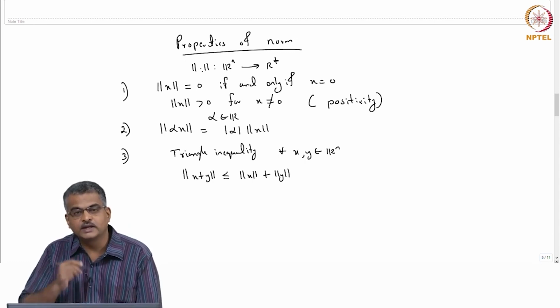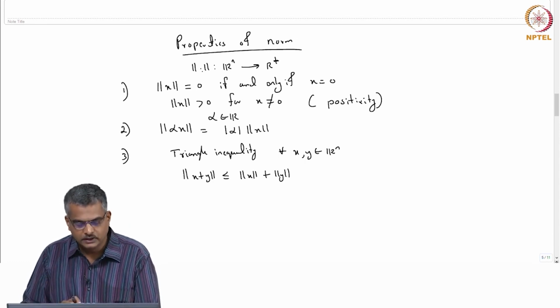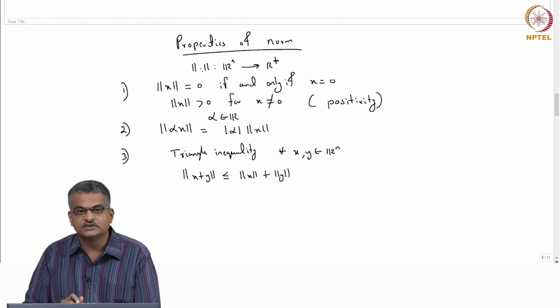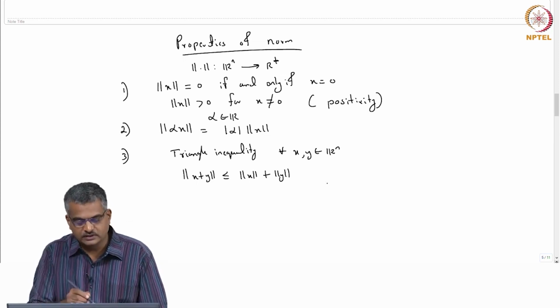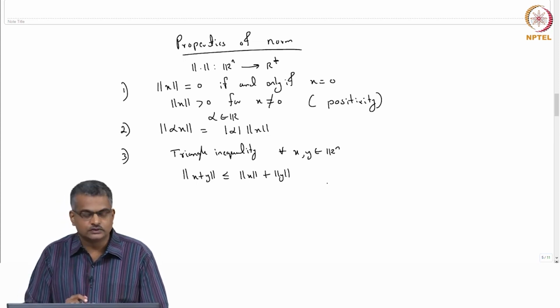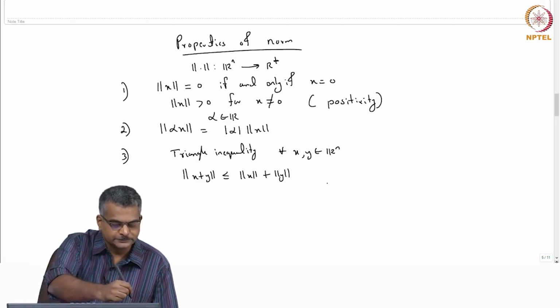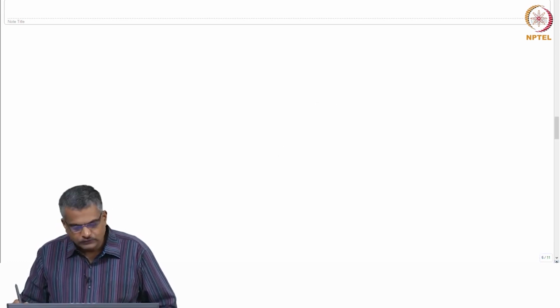As I said, one can come up with one's own definition of norm, as long as it satisfies these three properties. As an exercise you can check that the Euclidean norm which we defined earlier satisfies all these properties. As I said, I will give you more examples of norms.